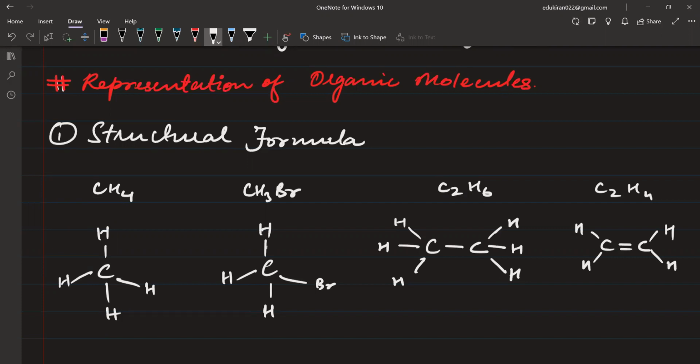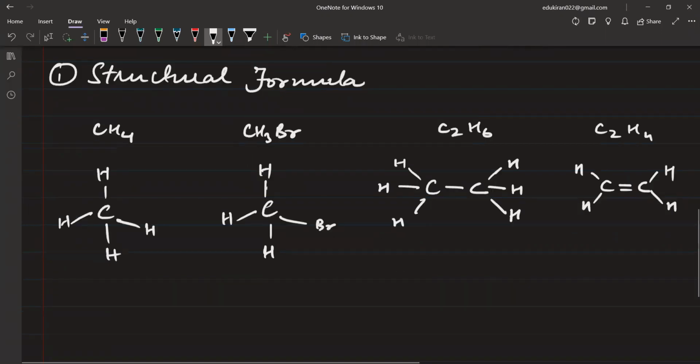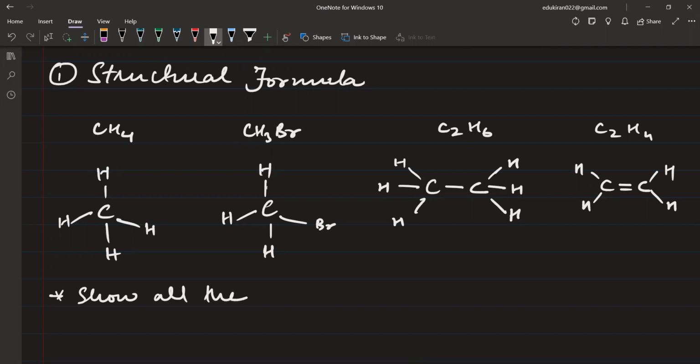that is the pi bond here. So all of these structures, you can see that what we are doing, in the structural formula, you show all the atoms and all bonds. Okay, you are showing all the atoms and all bonds.